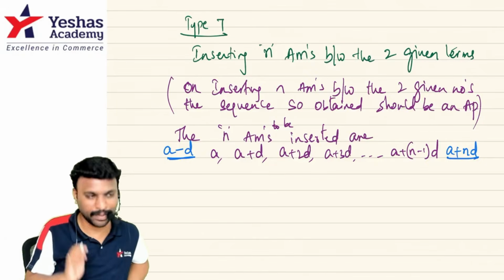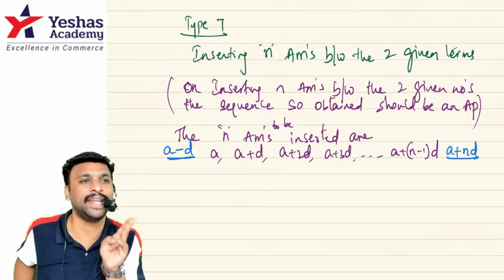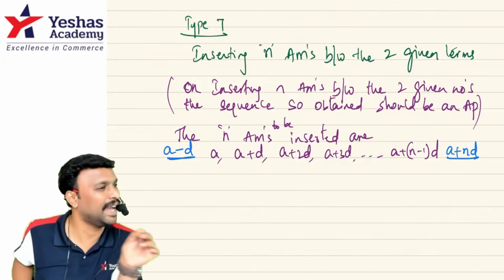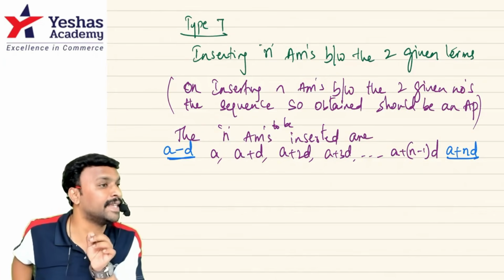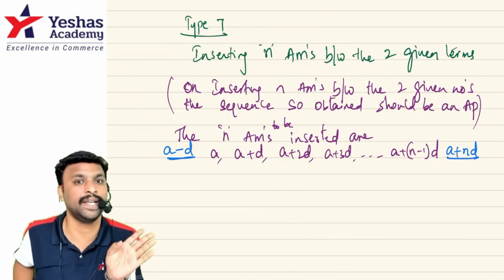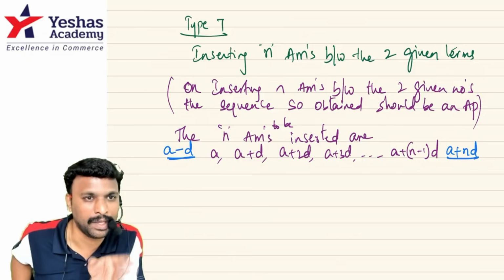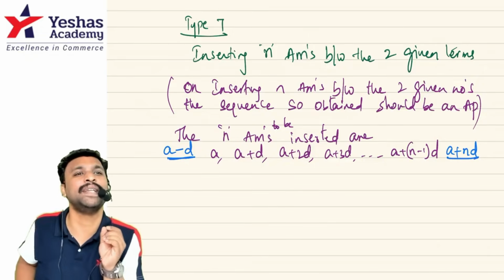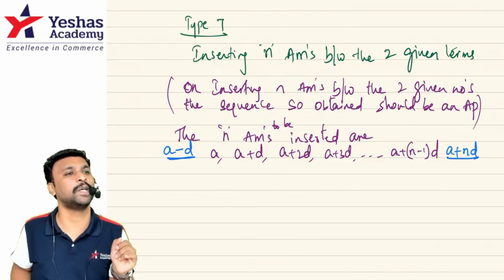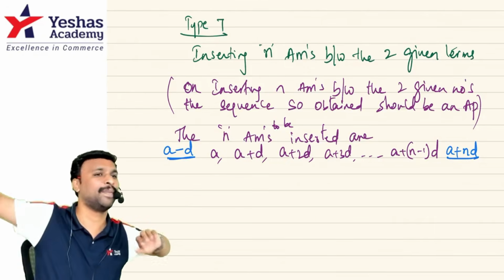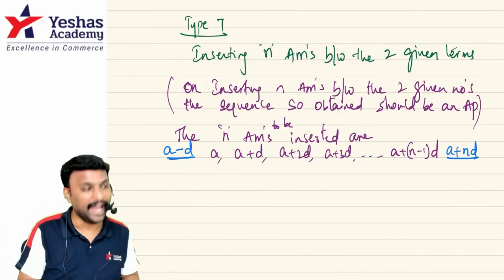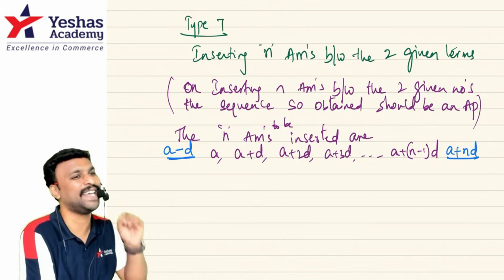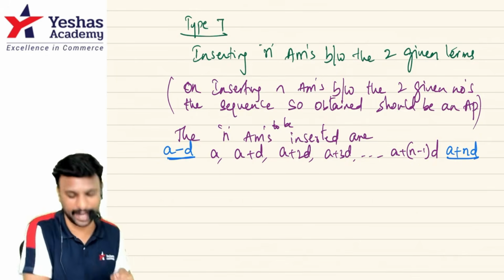Always remember the two given terms are taken as a minus d and a plus nd. If they say insert 5 AMs, what's the last term given? A plus 5d, not a plus 4d. If they say 10 arithmetic means have to be inserted, the two given terms are a minus d and a plus 10d. So in general, the two given terms are always a minus d and a plus nd.